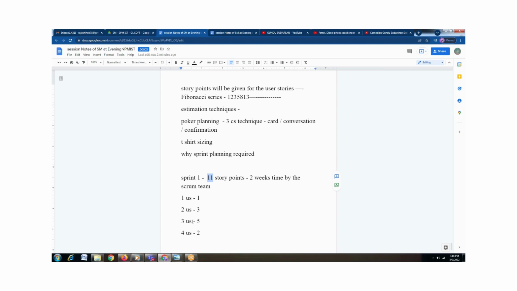So what are you going to do here, with 11 story points for 4 user stories in 2 weeks of time? On what basis are you doing this? What calculation do we do? What aspects should be taken into account? The step-by-step procedures I'll be explaining in tomorrow's session.